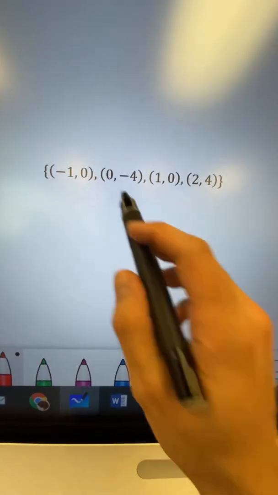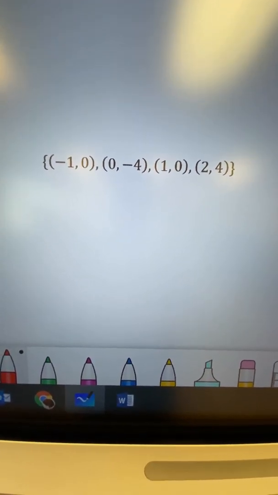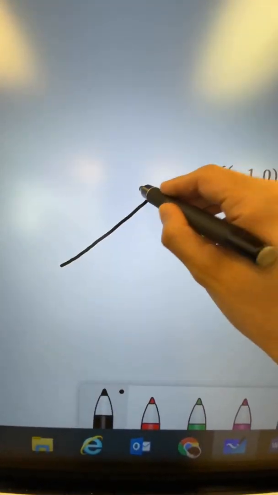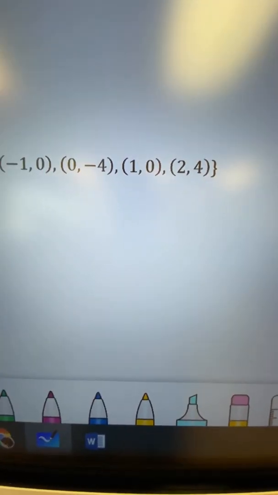This is how you can tell if this is going to be a linear function or not a linear function. And keep in mind, a linear function means that if you were to graph this, it would be a straight line. So let me show you how to figure it out first without graphing.